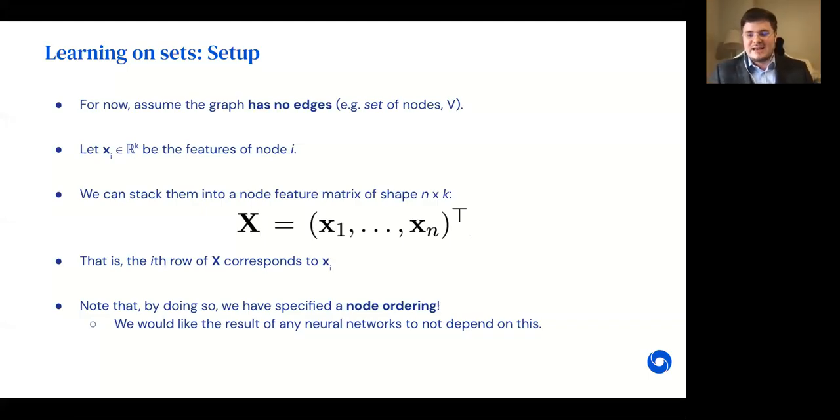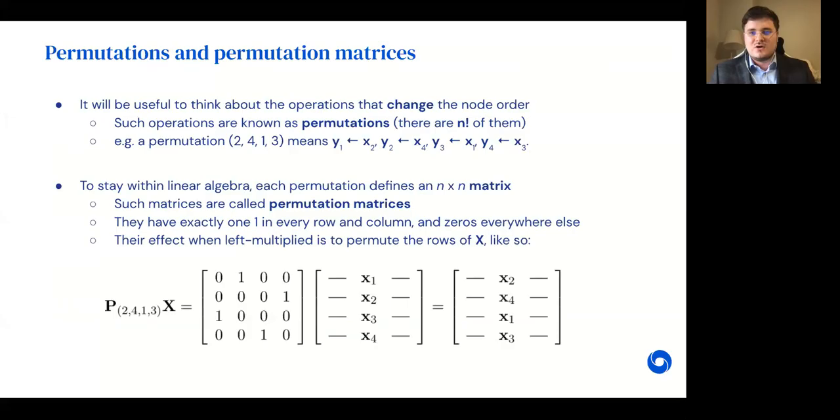And we would ideally like any result of applying a graph neural network to not depend on an operation like this. So it's useful to think about what are all the operations that might just change the node order and do nothing else. You may know from mathematics, operations like this are known as permutations. For n nodes, there are n factorial many of them. And it's very nice that we can think about permutations and stay completely within the realms of linear algebra, because each permutation defines a unique n by n matrix.